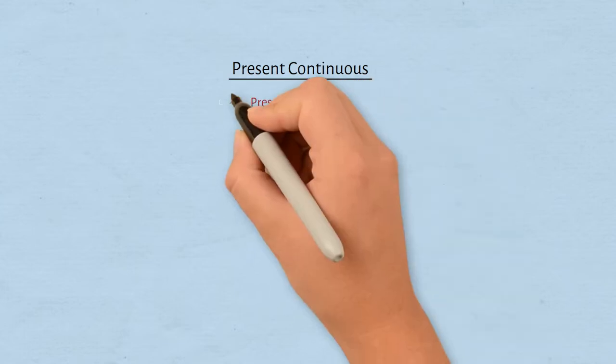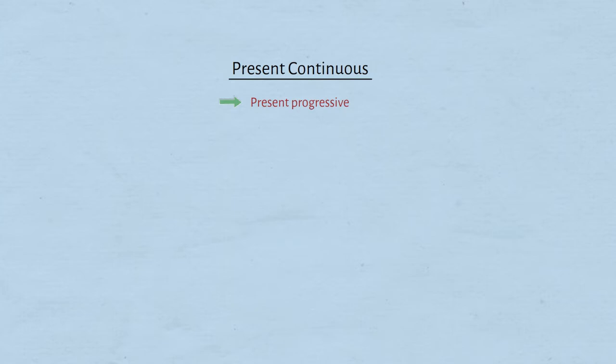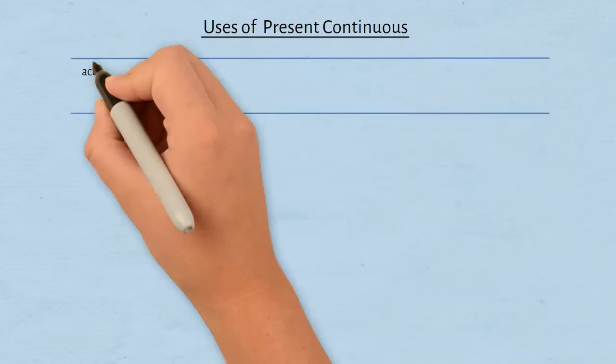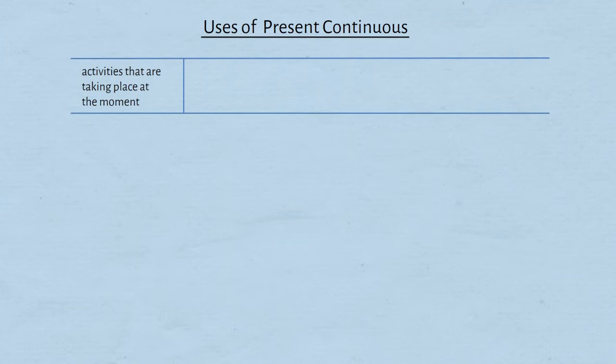Let's now move on to present continuous, which is sometimes also referred to as present progressive. The present continuous verb tense shows that an activity or action is happening now, frequently, and may continue in the future. We can use this tense to talk about activities that are taking place as we speak.